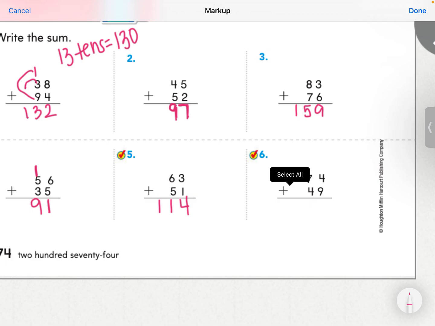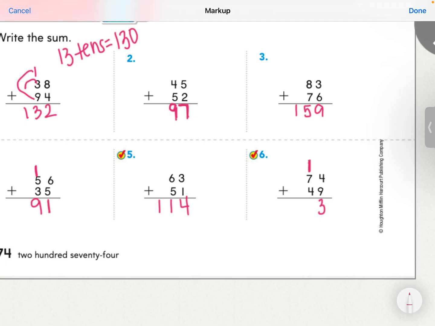Number 6 says 74 plus 49. I start with my ones. 4 plus 9 is 13. Is 13 bigger than 10? Yes, it is by 3, so I would have 3 ones left over, and I have to record my 10. I regrouped. Regrouping means I have 10 ones to get me to a 10, or it could mean that I have 10 tens to get me to a 100. I regrouped, showing that I made a 10, and I recorded it up here.